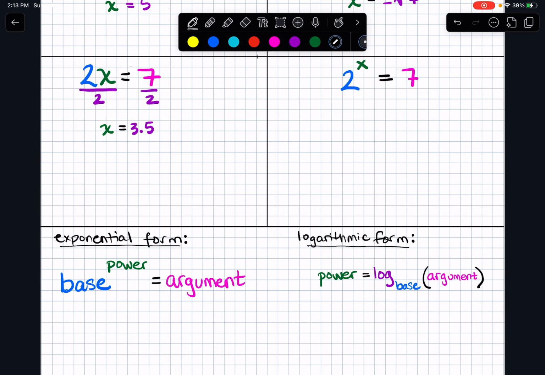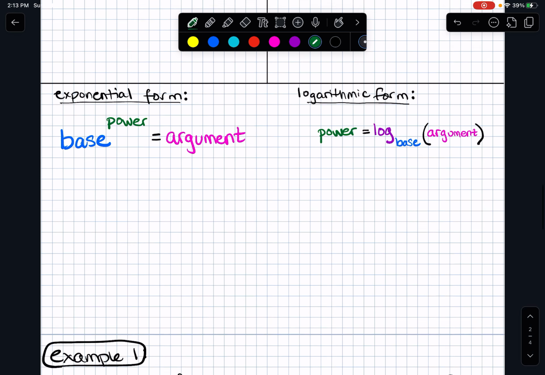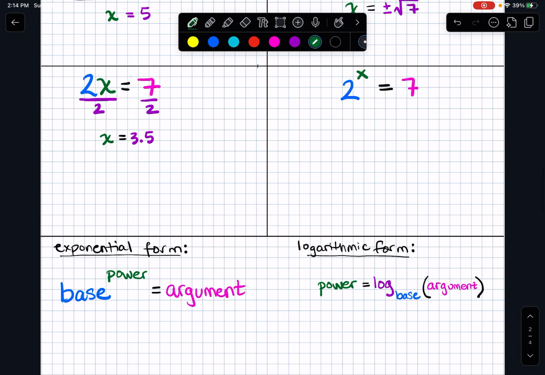So for example, up here, we have 2 to the power of x equals 7. If I wanted to use a log to rearrange this, I would say that x equals log base 2 of 7. So x would be whatever number we need to raise 2 to in order to end up with 7.